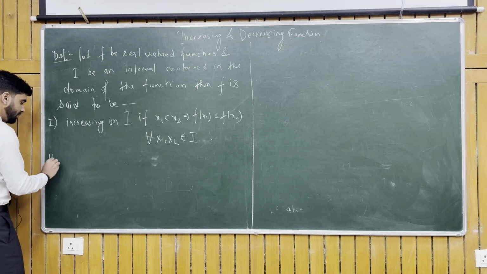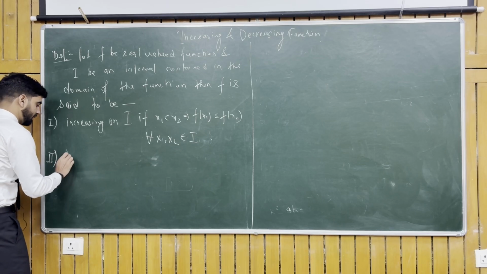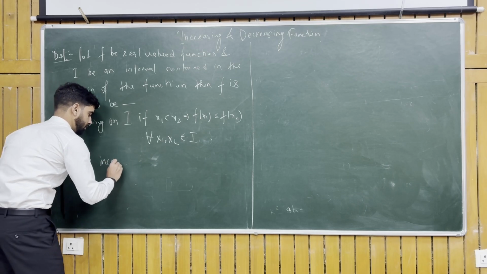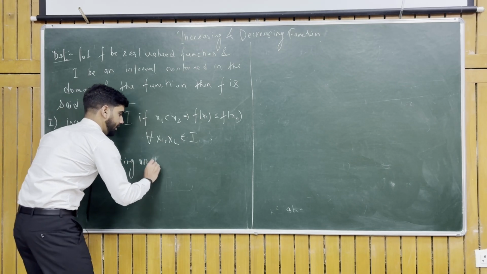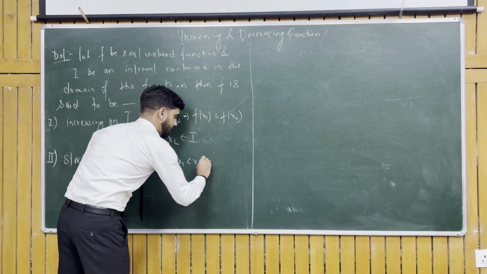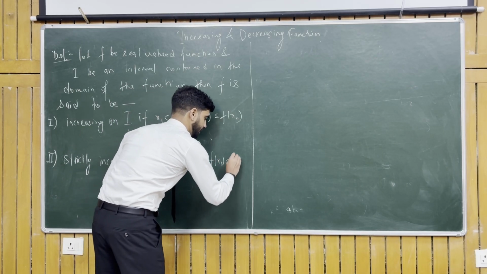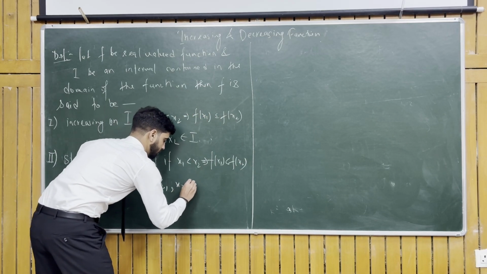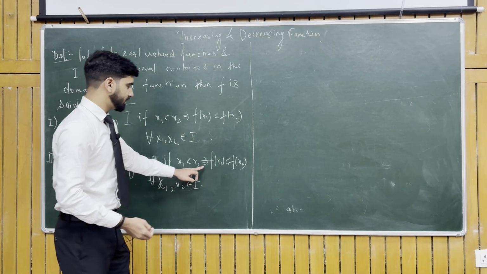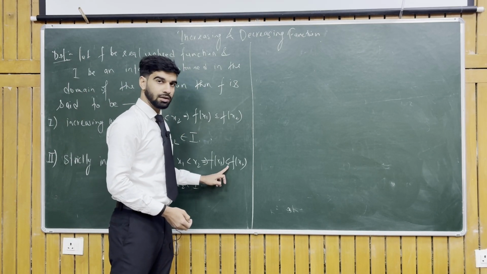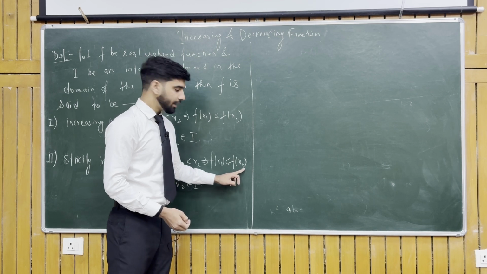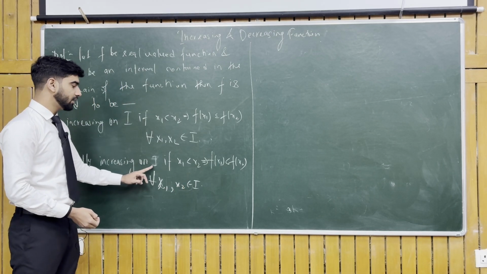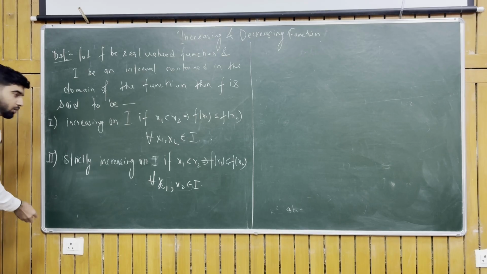So second definition, f is said to be strictly increasing on I if x1 less than x2 implies that f at x1 less than f at x2 for all x1, x2 belongs to the interval I. If x1 less than x2 implies that f at x1 is less than, not equal to, f at x2 for all x1, x2 belongs to the interval I, then we can say that the function f is strictly increasing on the interval I. So let us move toward the definition of third.